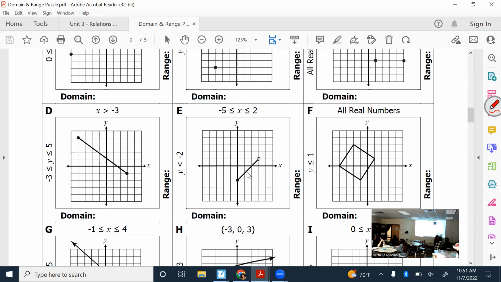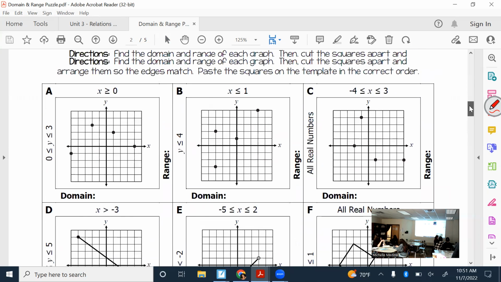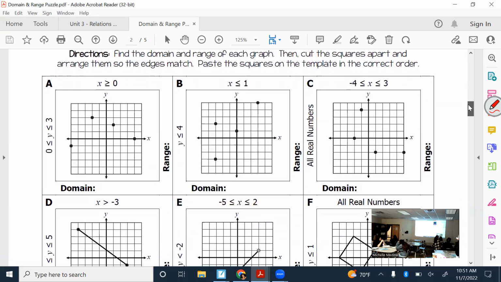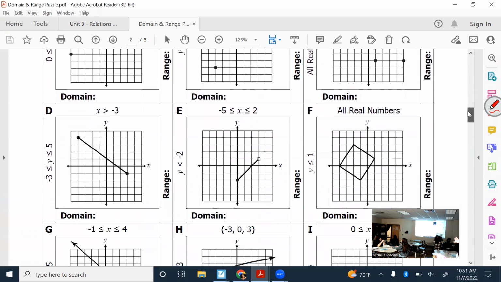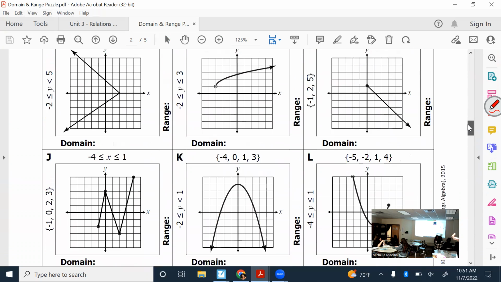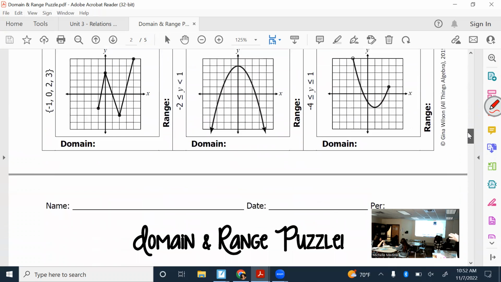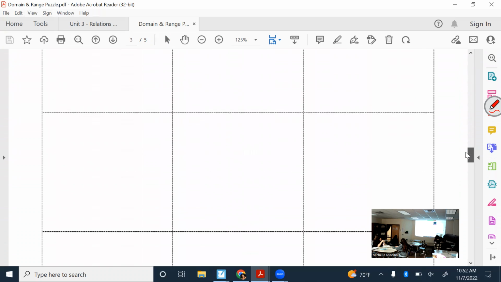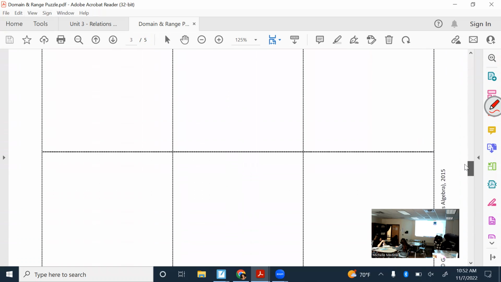So let me read the instructions up here. It says cut the squares apart and arrange them so that the edges match. Paste the squares on the template in the correct order. So once you've identified your domain and range, it should match with another one. So let me just let you peek at the key so you won't see more than the first row, and you would paste it onto here. So I'll help you with the first row.